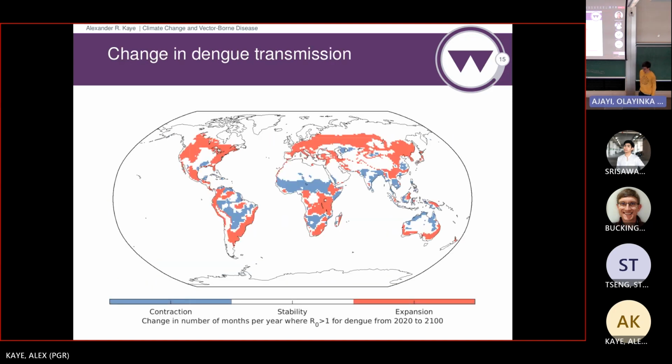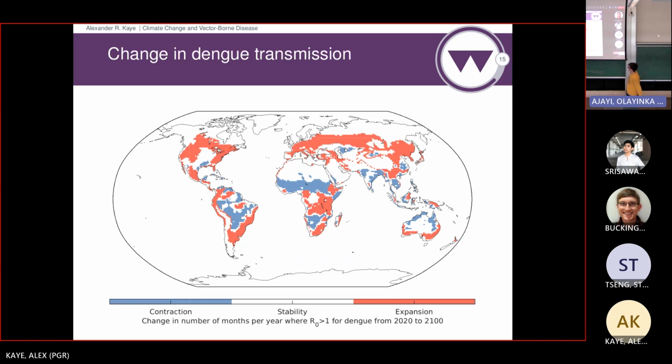And then you can plot a change in dengue transmission, where again, red indicates an expansion by a month or more, and blue indicates a contraction. And this is very similar to what we saw for the Aedes aegypti maps. And that makes a lot of sense because Aedes aegypti are the carriers for dengue. And so the conditions should be reflected from one to the other, right?